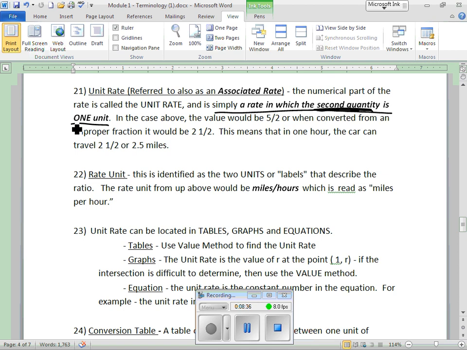Another word for unit rate is value. Isn't that what we looked at with the ratios? When we scaled it all the way down, that was the value. So a way to think of unit rate is the value when you get it down to 1 unit.